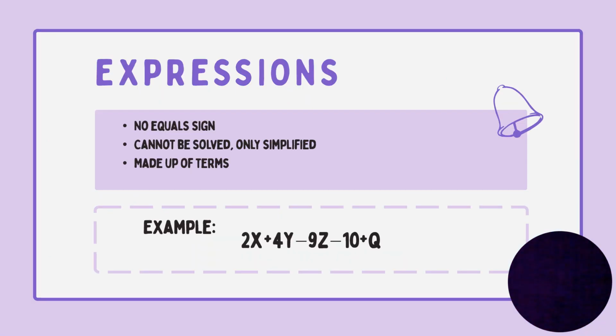Let's start with expressions. An expression does not have an equal sign, which means it cannot be solved. Instead, expressions can only be simplified. Expressions are made up of numbers, variables, and operations all grouped into terms. Expressions are what you see when you are combining like terms.